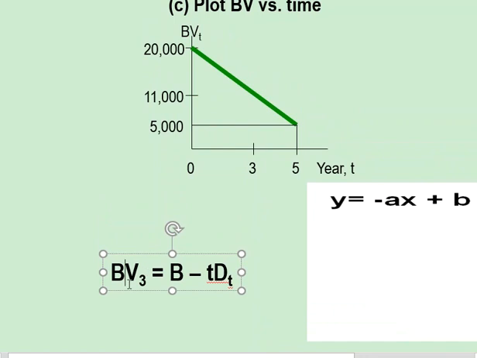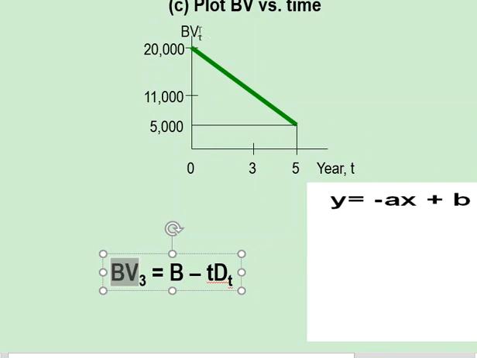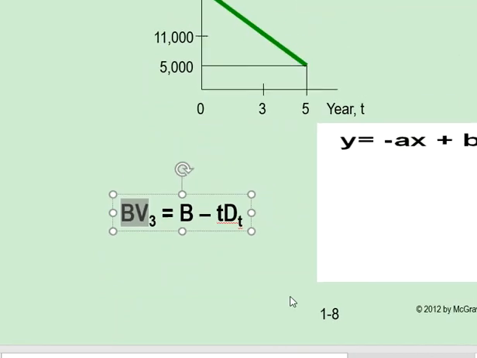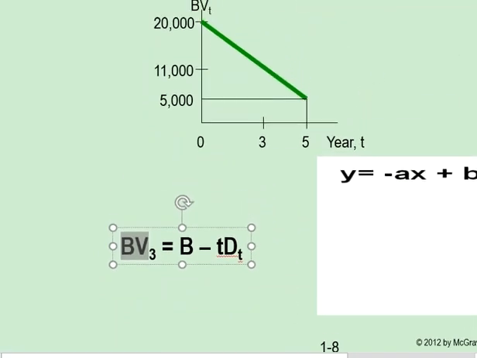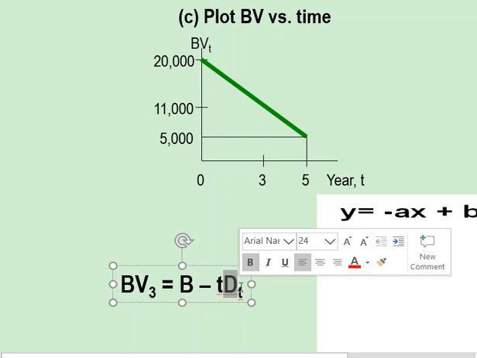So now, if I take a look, BV is what? BV is y. This is BV, you can see it here. BV is y. And B is this one here. T, what's T? It's the x-axis. This is x. So dt will be what? It would be the slope.